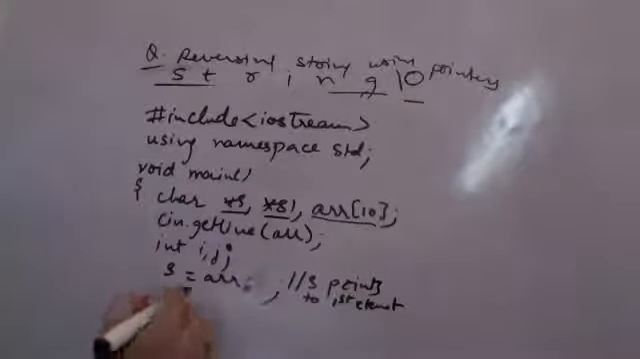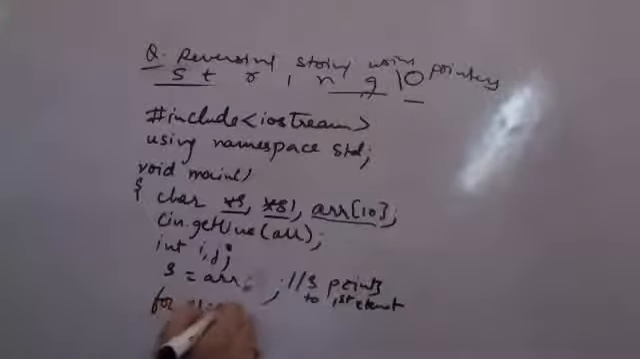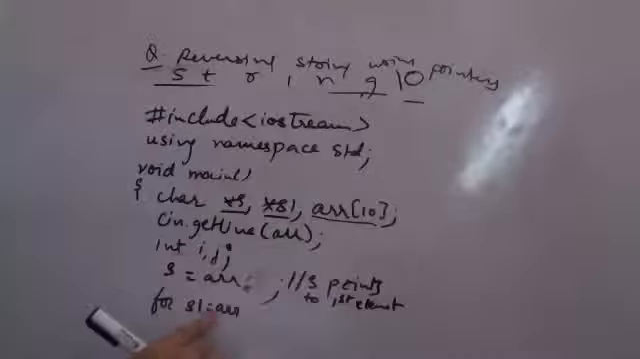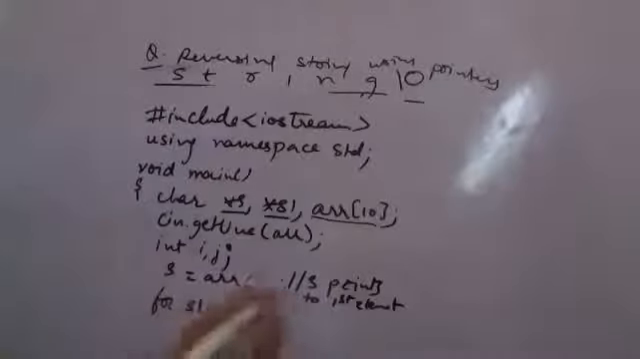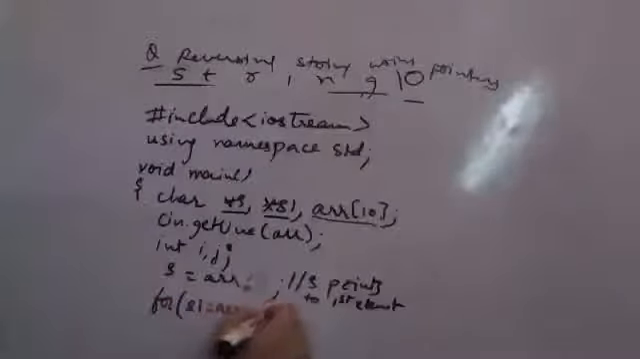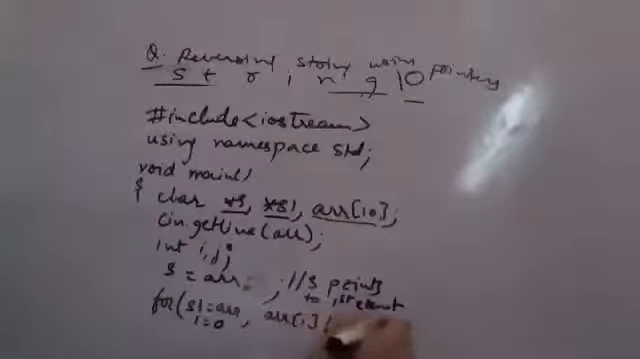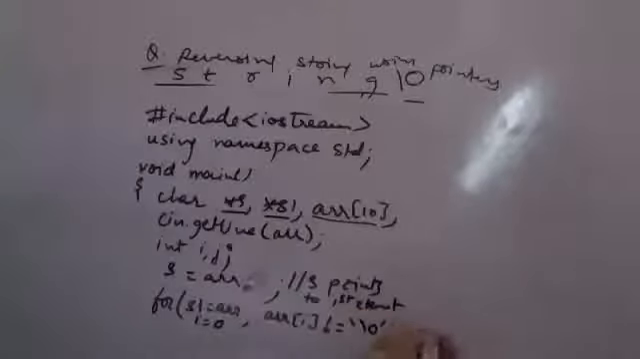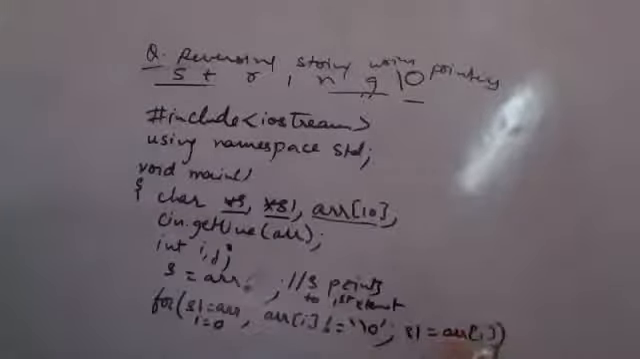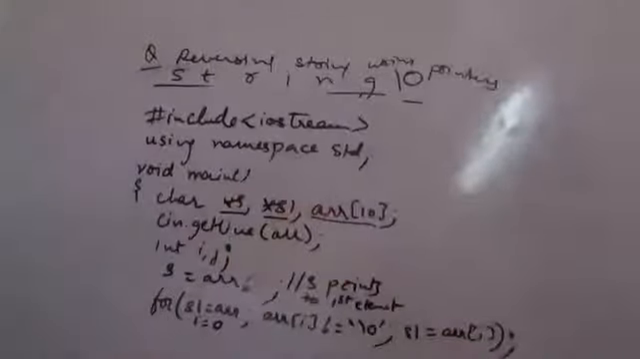So for that I need S1. I'm running a loop for S1 is equal to array. I'm beginning with the first element and parsing till the last element. I'm saying I is equal to 0, while array of I is not equal to the null character, what do I do? S1 is equal to array of I. So I am moving it till the last element, whatever element I am looking at.